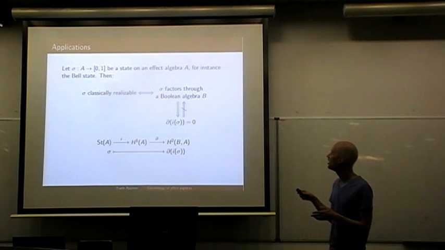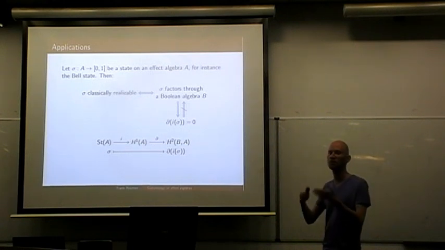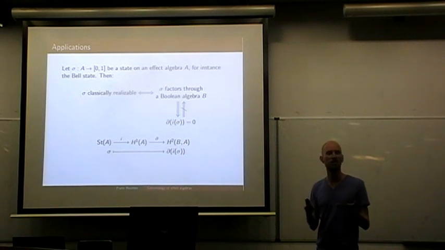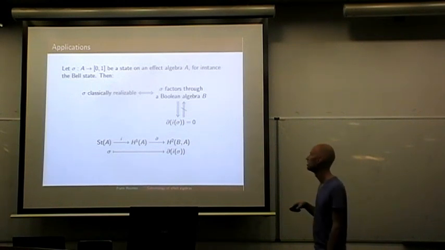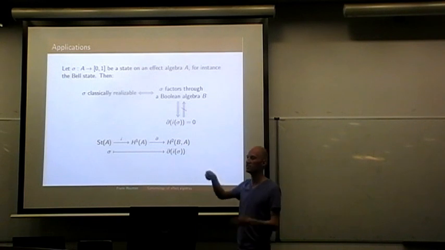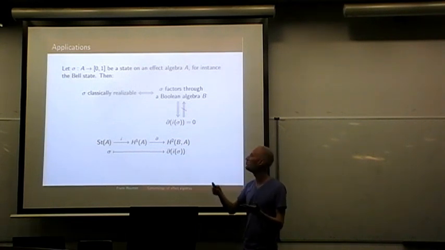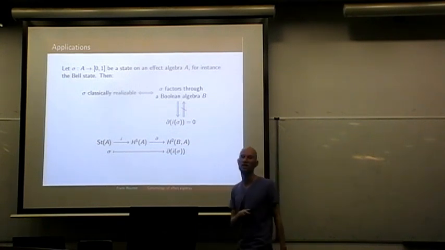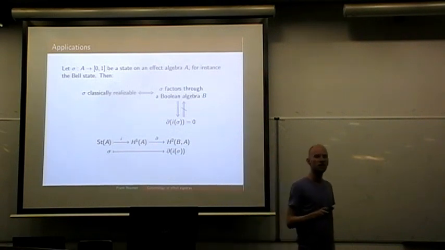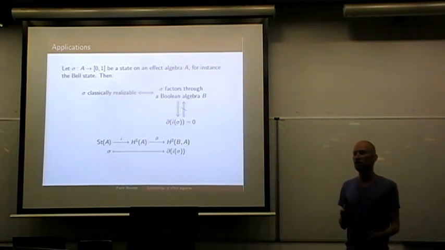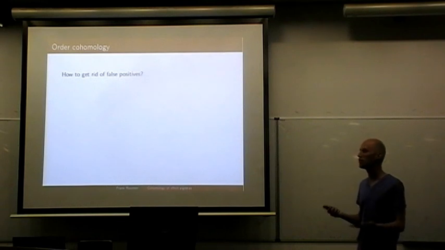So this is similar to what we got in the topological model of contextuality. There you also have an implication in one direction, but not in the other direction. So you may sometimes obtain false positives. It may happen that the cohomology class is 0, but still the states may not be classically realizable. So that's a bit unfortunate. So what can we do about this? How can we get rid of false positives?